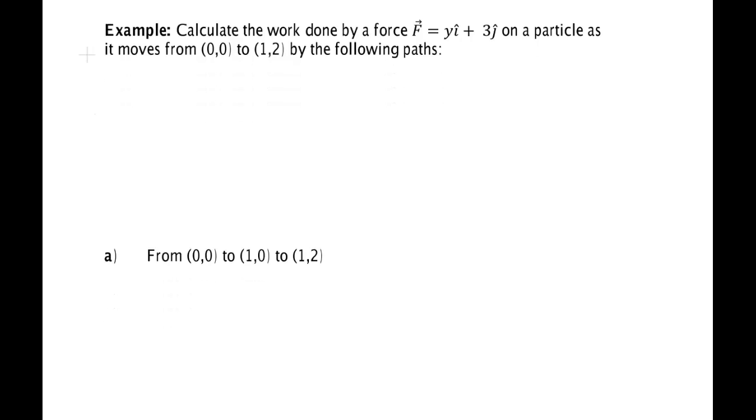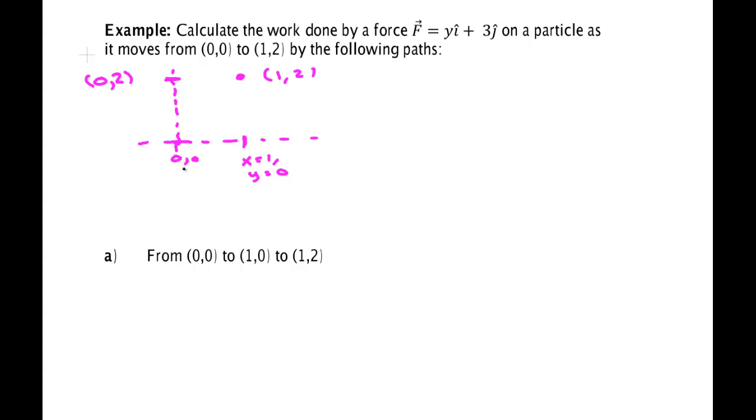Alright, let's take a look at some of these type of problems and how you do it. Example: calculate the work done by a force F that has this function F equals y i plus 3 j on a particle as it moves from 0, 0 to 1, 2. So there we go, that's 0, 0. And there's another point out here, 1, 2. So this is x equals 1, and y equals 0. And of course there's a place up here that's 0, 2.